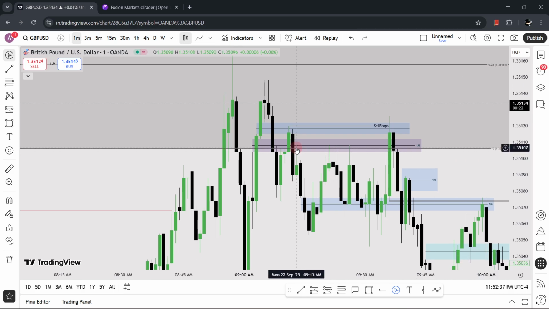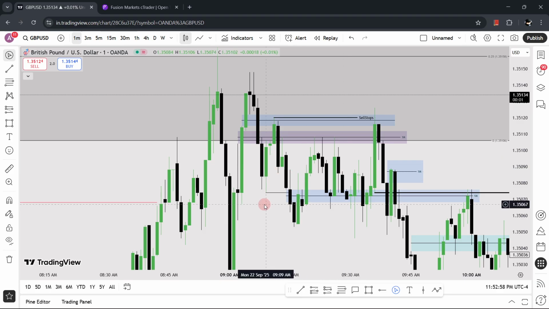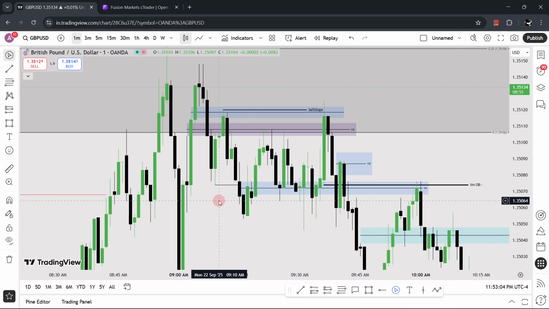Now the market is going again, giving a second opportunity to enter here. This inverse fair value gap was respected almost five times, one, two, three, four, and up here five. You got almost five entries. Again, there was one more specific thing about this particular fair value gap that I marked.